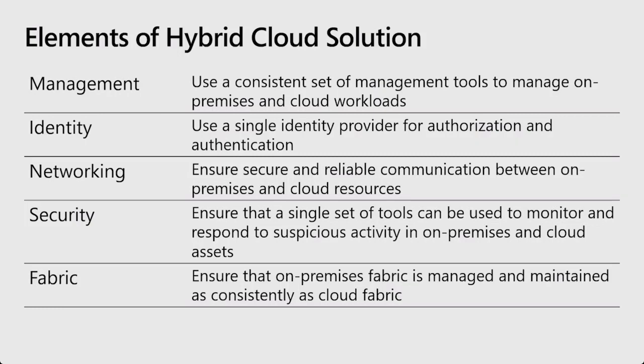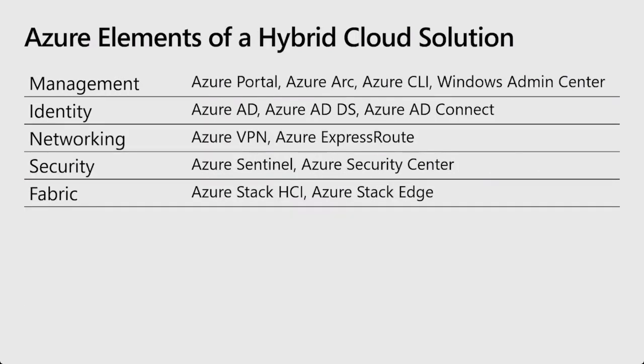Let's talk about that a bit more. So the Azure elements of a hybrid cloud solution. For management, you can use the Azure portal and Azure Arc, the Azure CLI and Windows Admin Center. So you can use the Azure portal, especially when you've got Azure Arc configured, to do management of on-prem resources.